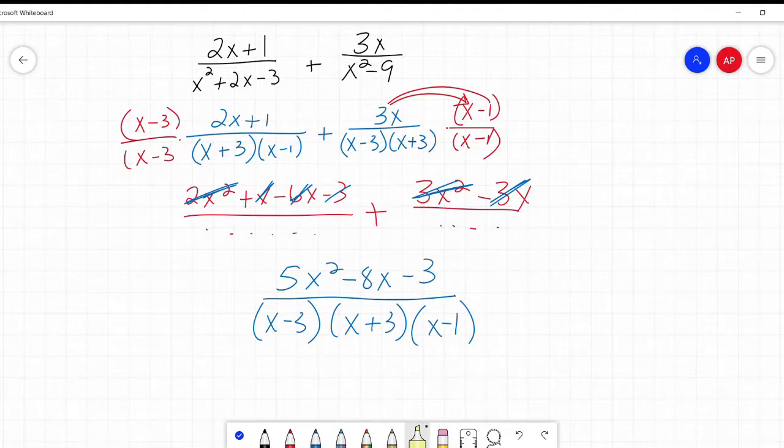It's always a good idea to check and see if this final top thing can be factored. It can't in this case. It looks kind of like it can, but it can't. So if it can't be factored, then you're done. And that's it. You're all set. Move on to the next problem.